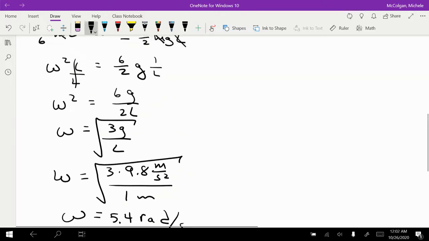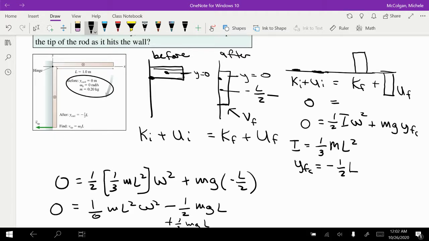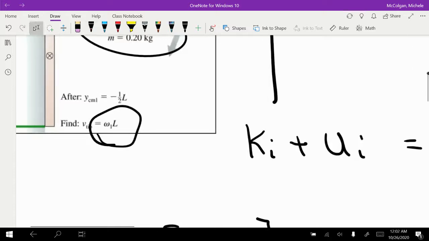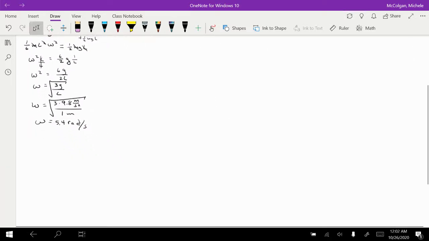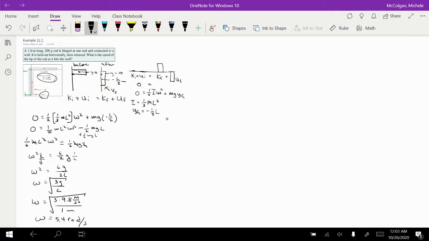Now I'm not looking for omega final. It's on the way to finding my V final. We're going to use the equation that V final is equal to omega times L. Plugging in, V final is equal to 5.4 radians per second times 1 meter. So V final is equal to 5.4 meters per second. And that's how fast the tip here hits the wall.